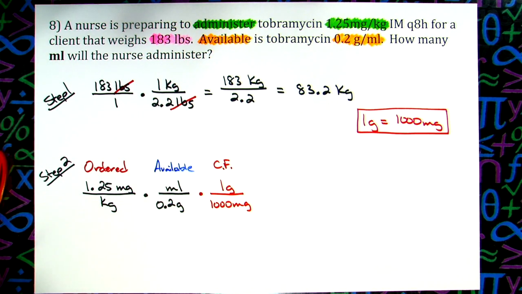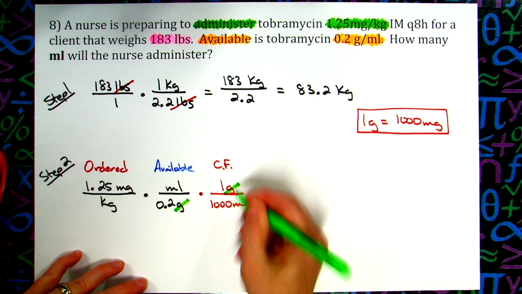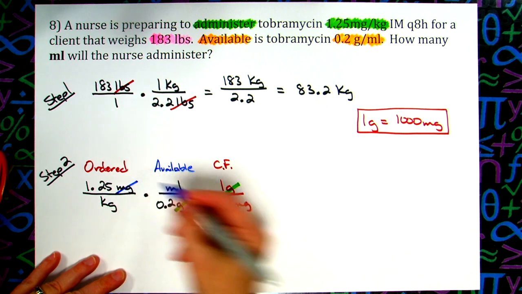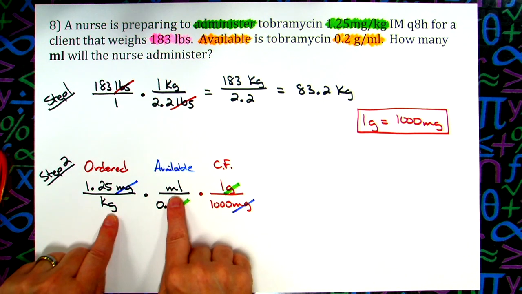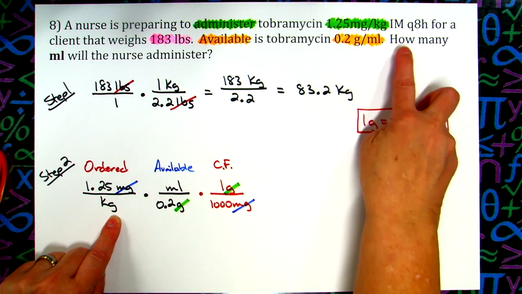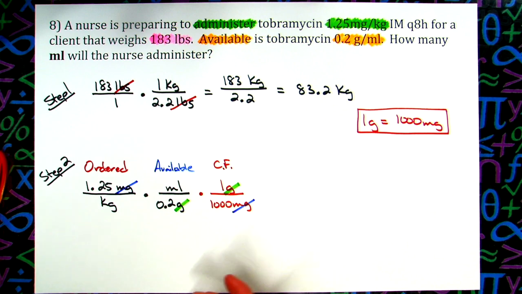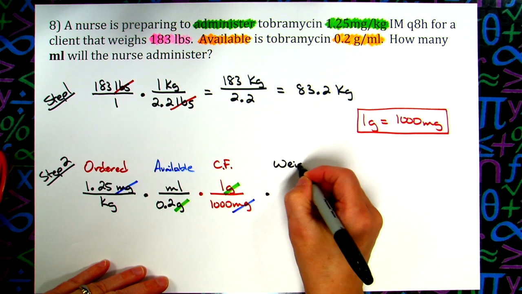Now, what's that going to let me do? That's going to let me get rid of grams and grams, and in the same step, here's milligrams and milligrams. So by multiplying by that conversion factor, I got rid of 2 labels all at once. I am now left with milliliters per kilogram, but the question says how many milliliters. I don't need the kilograms. The only way to get rid of it would be to multiply by the patient's weight. So I do have to include the weight.